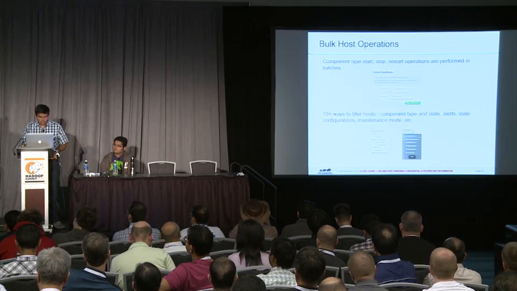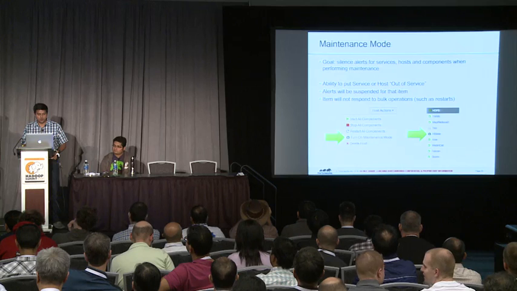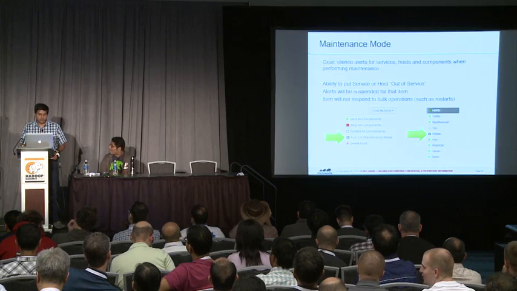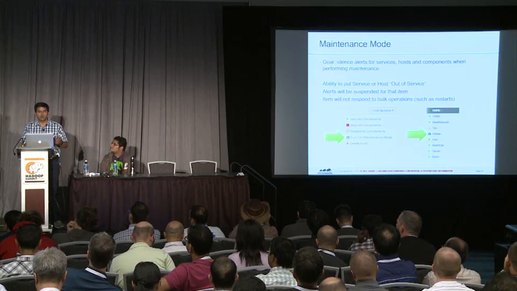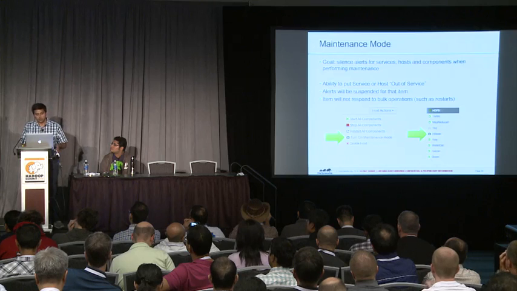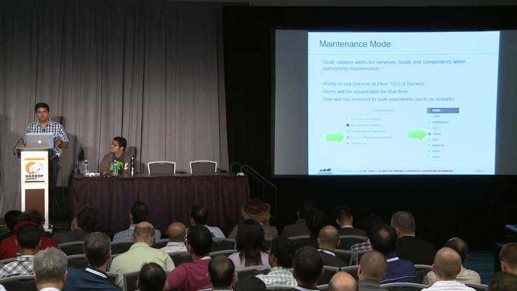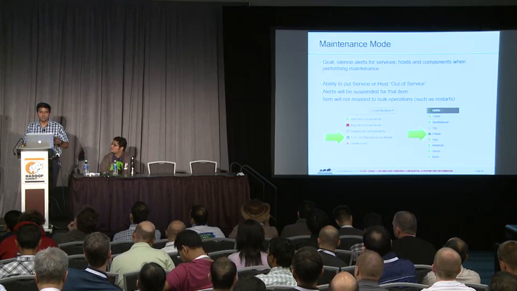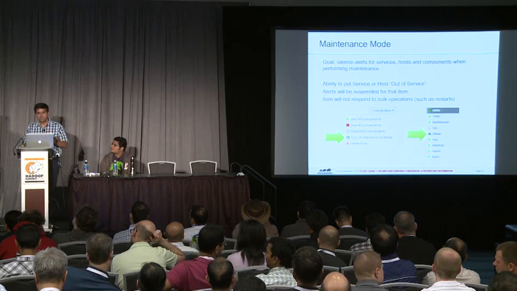And then, so that's the bulk host operations. The other one that we have, a new feature, is called maintenance mode. So let's say you have the use case that you're changing hardware for some of the nodes. You don't want to constantly keep getting alerts for all the changes that you're doing that you know of. So what you can do is put a service or a host in maintenance mode. What that is going to do is suppress the alerts for those particular services or hosts.